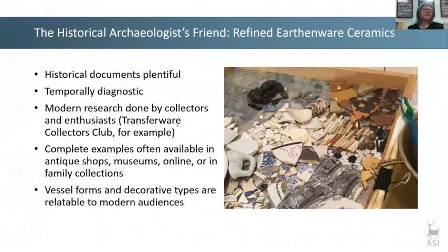There are also often complete examples that exist in antique shops, museums, or grandma's, or you might have some of these things in your own house. And the thing that's interesting, I think, which makes these ceramics so important for museums, is that these forms are instantly recognizable. People can connect with them immediately because they know how they functioned and they're familiar. So we really like refined earthenware ceramics, and they're white and shiny in the dirt and super easy to find.